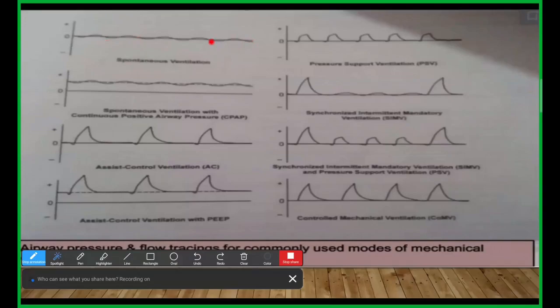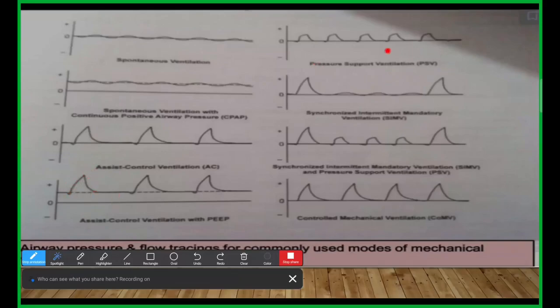Whereas in spontaneous ventilation with CPAP, this is the CPAP level you set. You have a spontaneously breathing patient with a normal negative inspiratory curve and a positive expiratory curve with the set CPAP level. Now coming to assist control ventilation, you have a trigger followed by a ventilator-given breath. The tidal volume is what you set. That is your assist control ventilation. Whereas in assist control ventilation with PEEP, you have a triggered ventilator breath with an added PEEP.